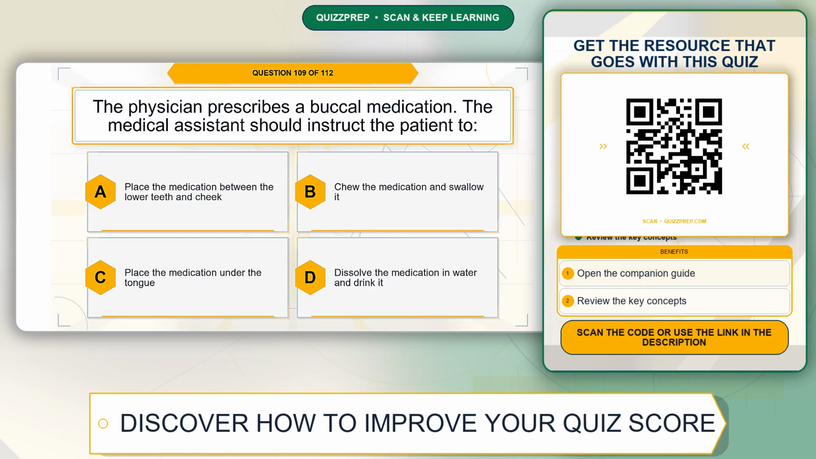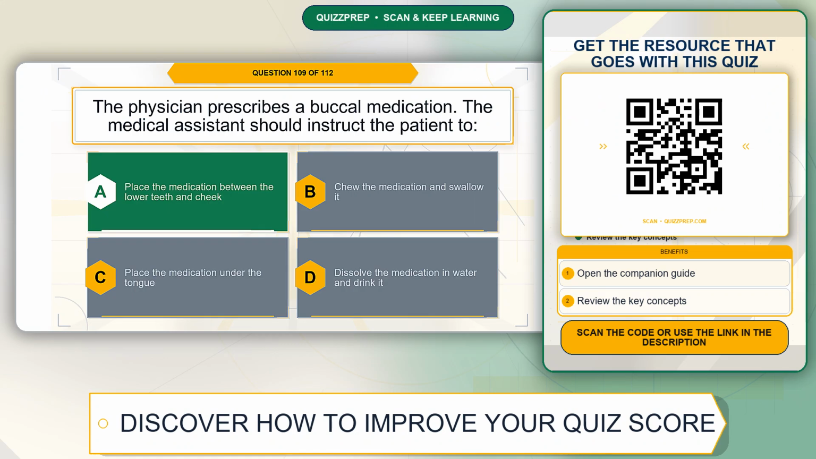Question 109. The physician prescribes a buccal medication. The medical assistant should instruct the patient to option A, place the medication between the lower teeth and cheek. Option B, chew the medication and swallow it. Option C, place the medication under the tongue. Option D, dissolve the medication in water and drink it. The correct answer is option A, place the medication between the lower teeth and cheek.